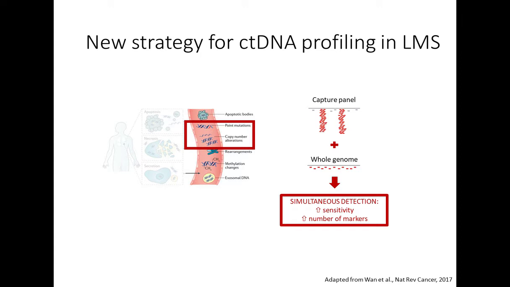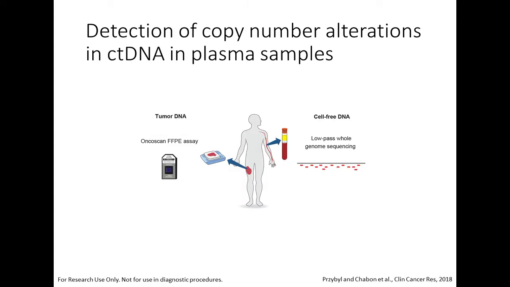Therefore, we proposed a new strategy for profiling of circulating tumor DNA in leiomyosarcoma patients, and that approach combines detection of point mutations by deep targeted sequencing using a custom capture panel, together with detection of copy number alterations through shallow whole genome sequencing. We assume that such a combination approach may allow for an increased sensitivity of detection of circulating tumor DNA and may allow us to track a higher number of markers in plasma.